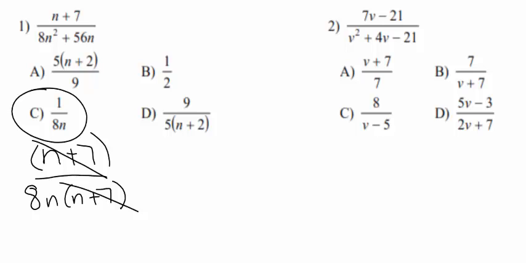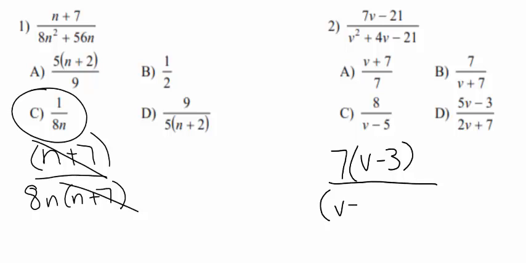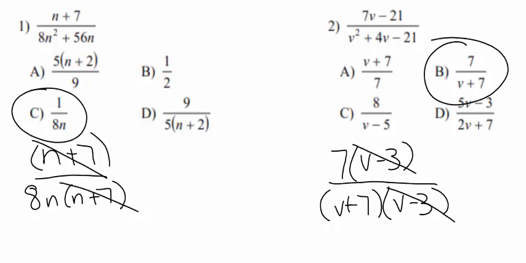Alright, so for number 2, if we look at the numerator, they both have a common factor of 7. So we can factor that out. And then in the denominator, we need to find two numbers that multiply together to give us negative 21, but add up to be 4, and that would be a positive 7 and a negative 3. And then the v minus 3 is reduced to 1, so we're left with 7 over v plus 7.